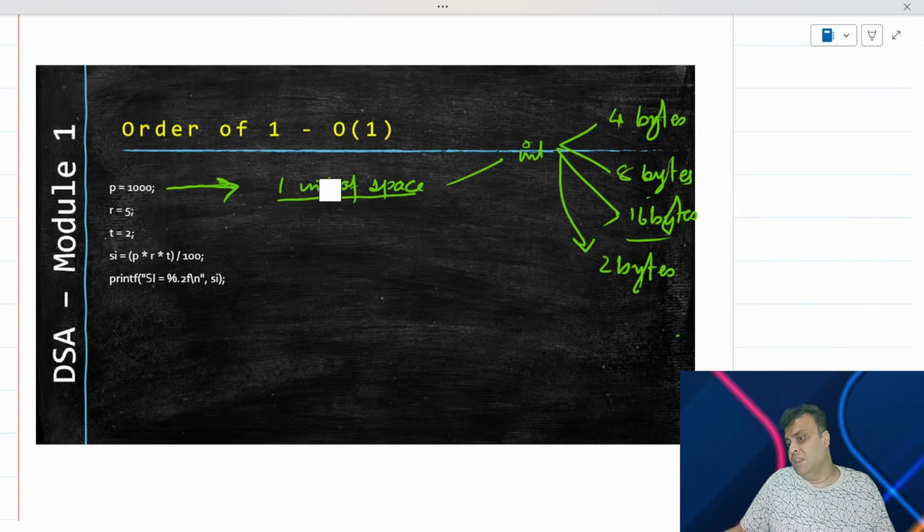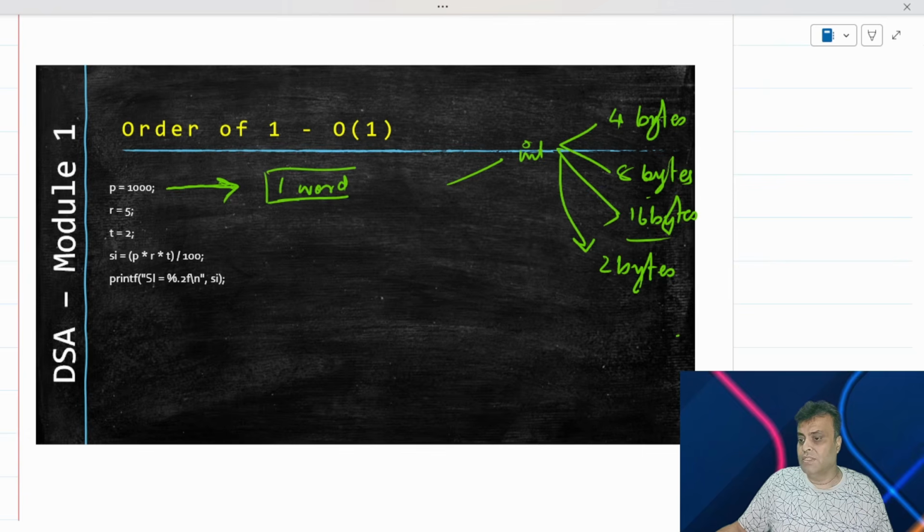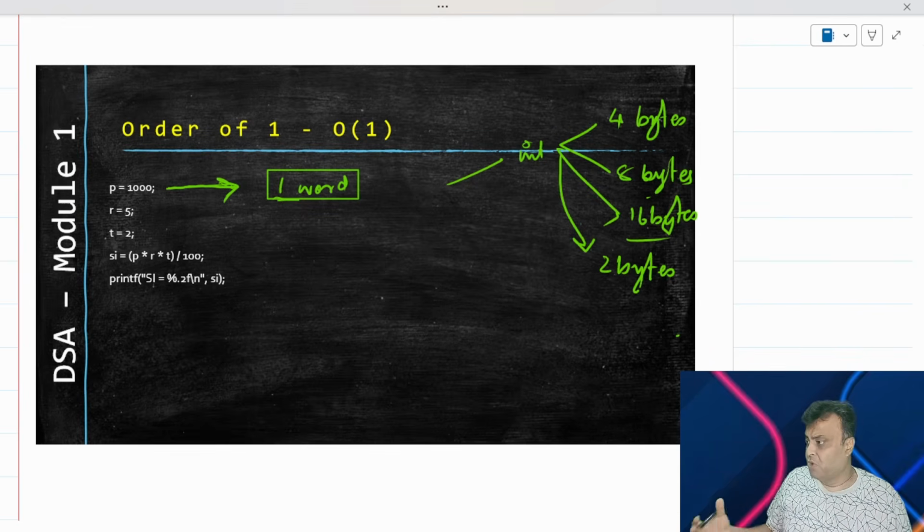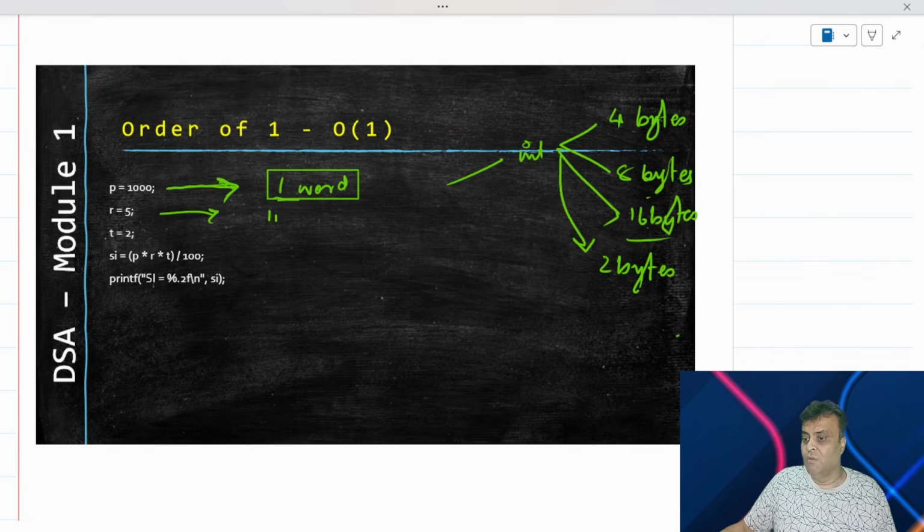In space terminology, we represent this 1 unit of space as 1 word, right? So we will always say that we require 1 word of space. If 1 word of space takes 2 bytes, so be it. If 1 word of space takes 8 bytes, so be it. So we need 1 word of space. Here also we need 1 word of space. Here also we need 1 word of space.